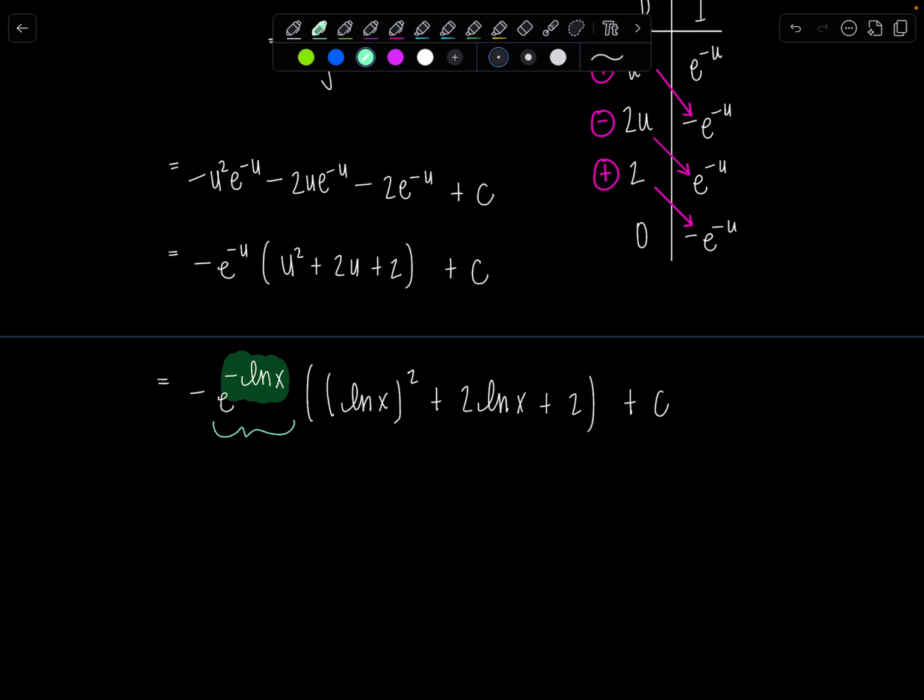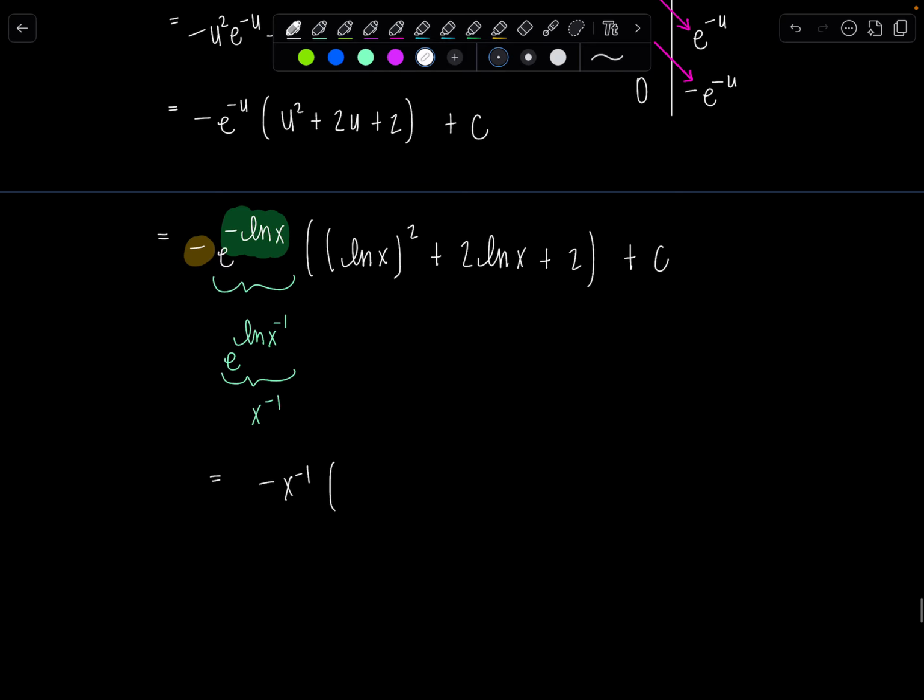So notice e to the negative natural log of x is e raised to the natural log of x to the negative first. I can move that negative and make it the exponent on x. And then this will simplify to just x to the negative first. And then don't forget, there's this little negative sign sitting outside. So this is basically negative x to the negative first times everything that's in the parentheses, natural log of x squared plus 2 natural log of x plus 2 plus c.